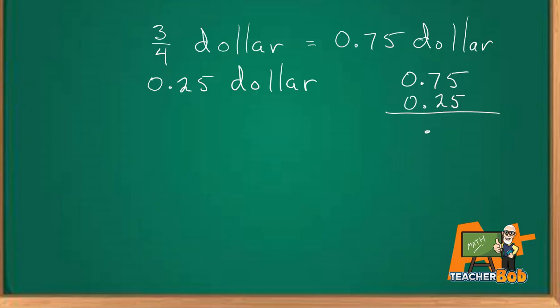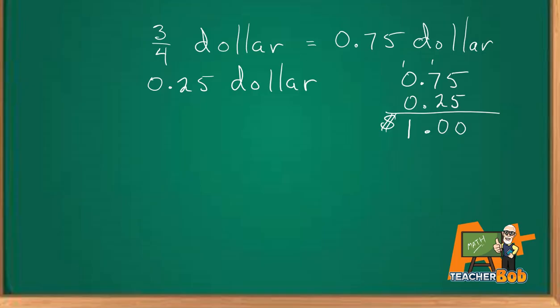Line up our decimals here. Add from the right column going left. 5 plus 5 is 10. Carry the 1. 1 plus 7 plus 2 is 10 again. Carry the 1. And we end up with 1 in our ones column. So $1 is going to be the cost.